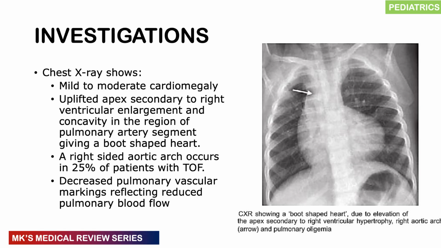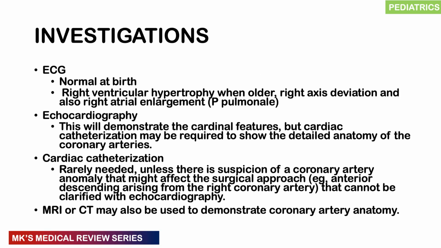You may sometimes see a right-sided aortic arch, which is seen in about 25% of the patients, and you may sometimes see decreased vascular markings. That is because there's less blood that is flowing to the lungs, so there's going to be these oligemic lung fields. In terms of the ECG, it may be normal, or they may show features of right ventricular hypertrophy, especially when they're older. They may show features of right axis deviation. They may show features of right atrial enlargement, so essentially a P pulmonale.